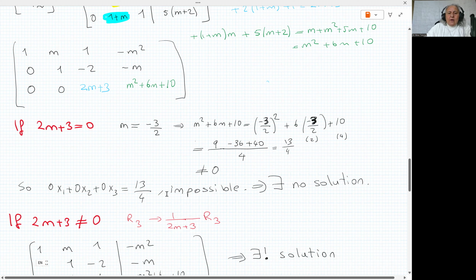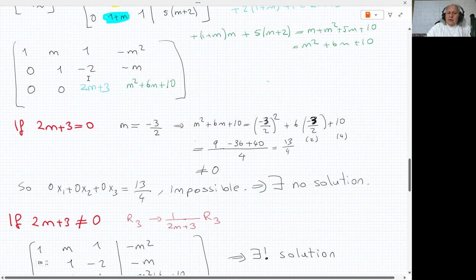0 is equal to a number, which is impossible, right? This is what it says. This last row reads as 0. So this part is 0. 0 is equal to 13 over 4. It is impossible. It's a contradiction. It doesn't make sense. It is a degenerate case, so there's no solution.